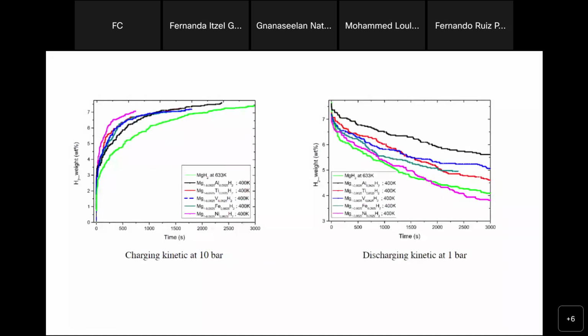Okay, as we can see in the charging kinetic figure and the discharging kinetic figure, the kinetic for the doped system is faster than the kinetic of the pure magnesium hydride, and the fastest kinetic is obtained with the nickel element. Okay, next slide, please.